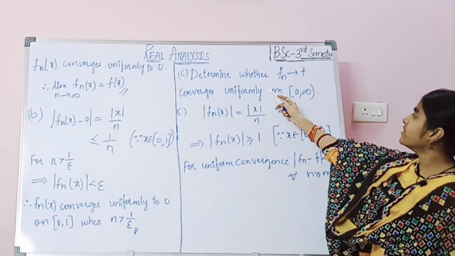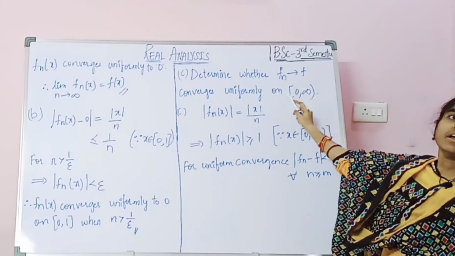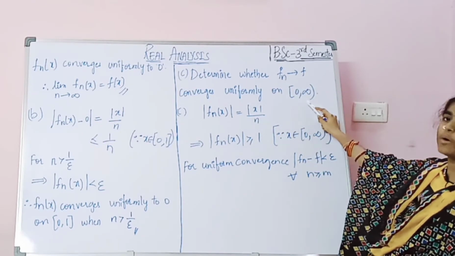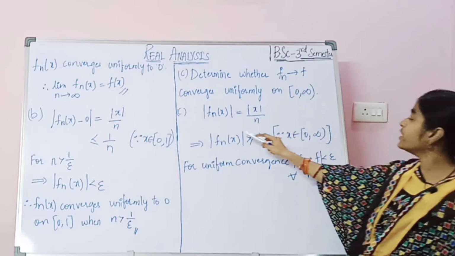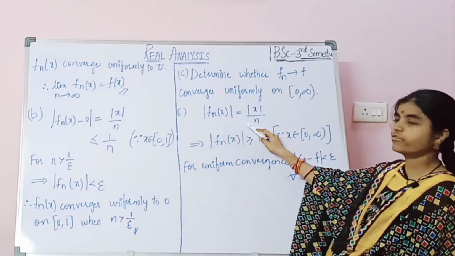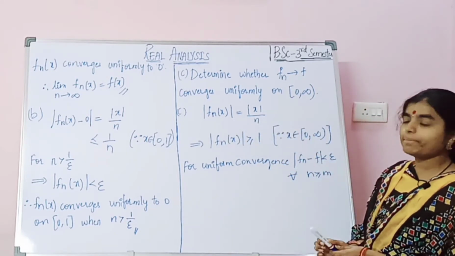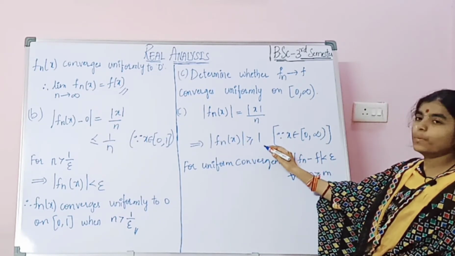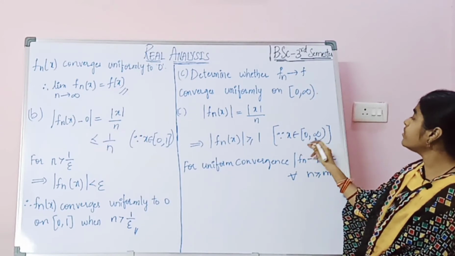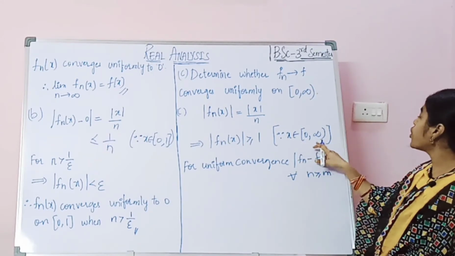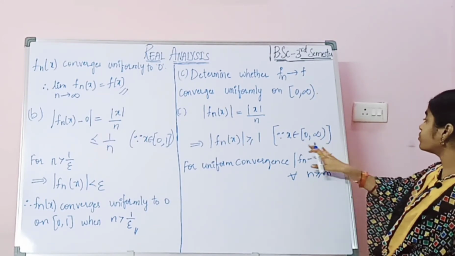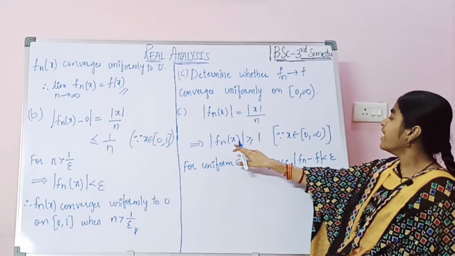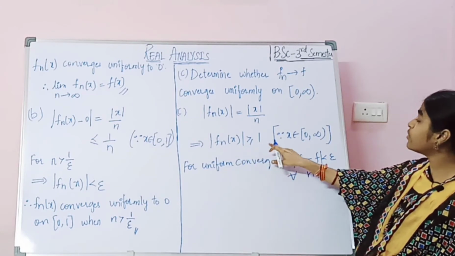So here in the c bit, what is given is: determine whether fn to f converges uniformly on the interval 0 comma infinity. So here mod fn of x equals mod x by n. That implies mod fn of x is greater than or equal to 1, since x belongs to the interval 0 comma infinity. We are taking mod fn of x greater than or equal to 1.